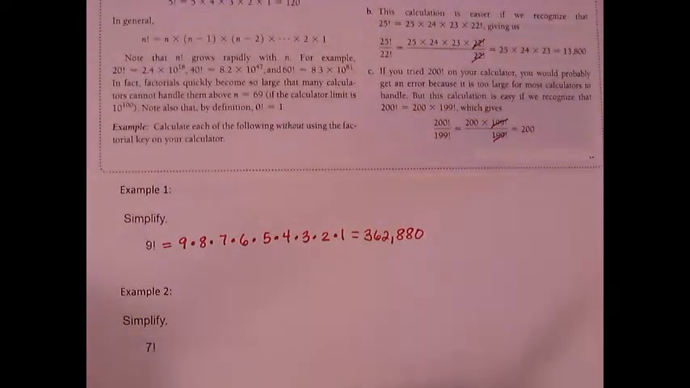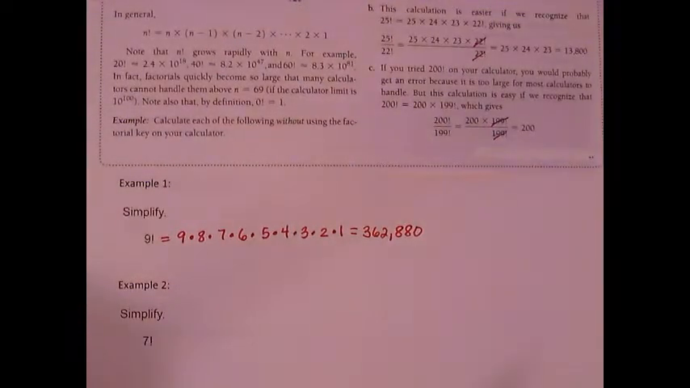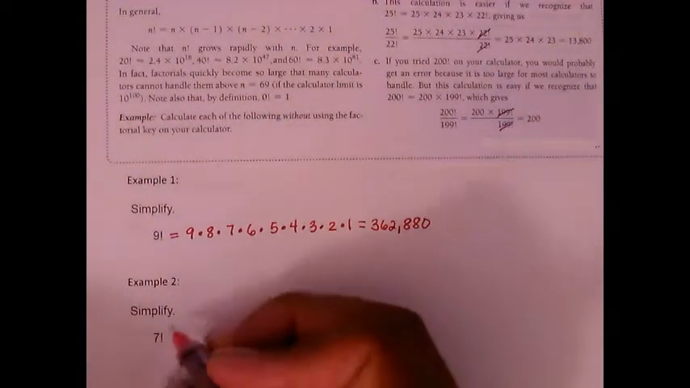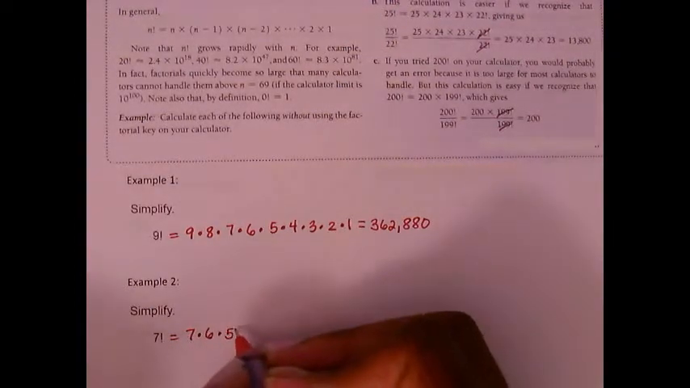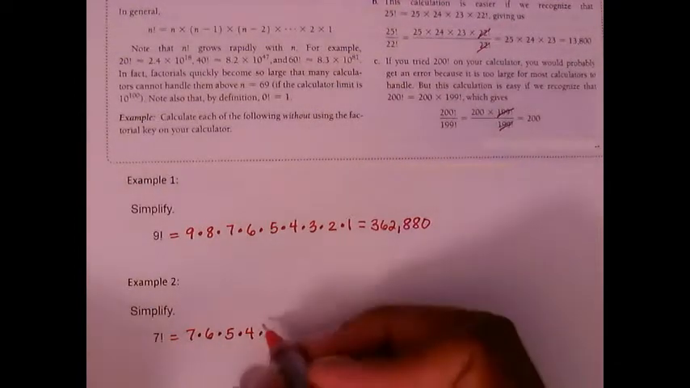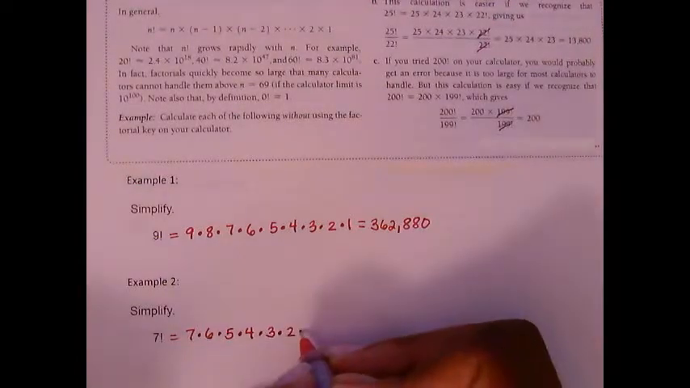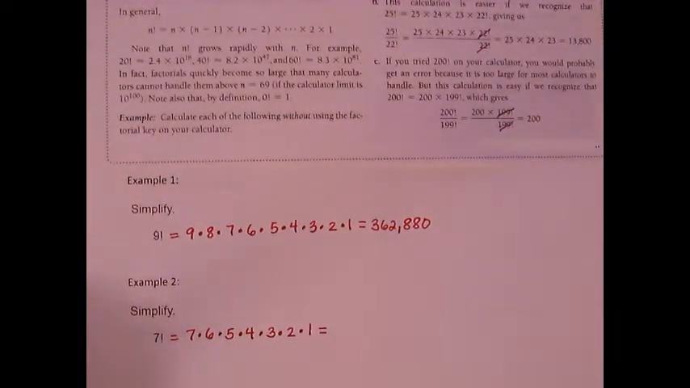And in example 2, if I have 7 factorial, well, I can expand that as 7 times 6 times 5 times 4 times 3 times 2 times 1.